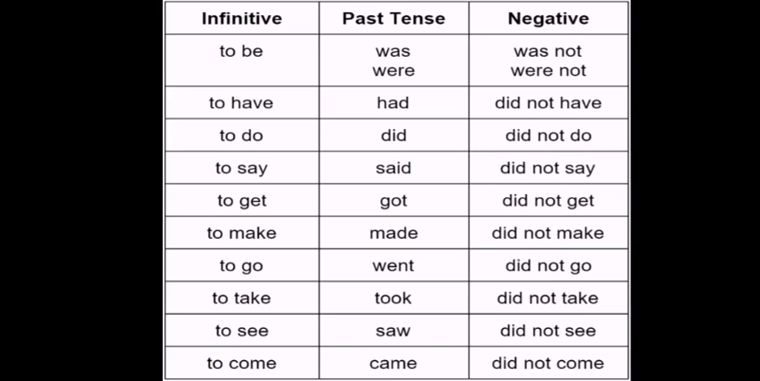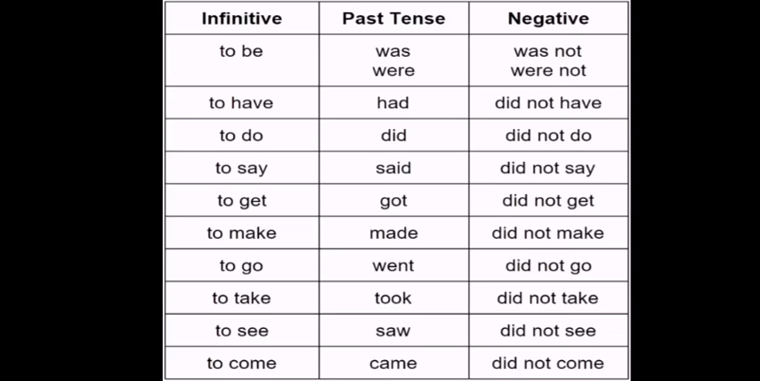Verb to say in the simple past, said. The negative form, did not say. Verb to get in the simple past is got, and in the negative form, did not get. Verb to make in the simple past is made, and the negative form, did not make. Verb to go in the simple past, went, and the negative form is did not go.